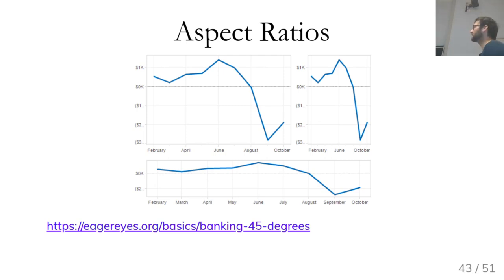A couple of other things, more in terms of guidelines for creating the plots, that you should think about. One is aspect ratios. There's actually this cool blog called eagereyes.org. They have a couple of cool things about visualizations. There was a thing in the vision literature, I think maybe in the 90s, where they asked, what is the perfect aspect ratio? So these three plots show the same data, but you could interpret them as telling three different stories.